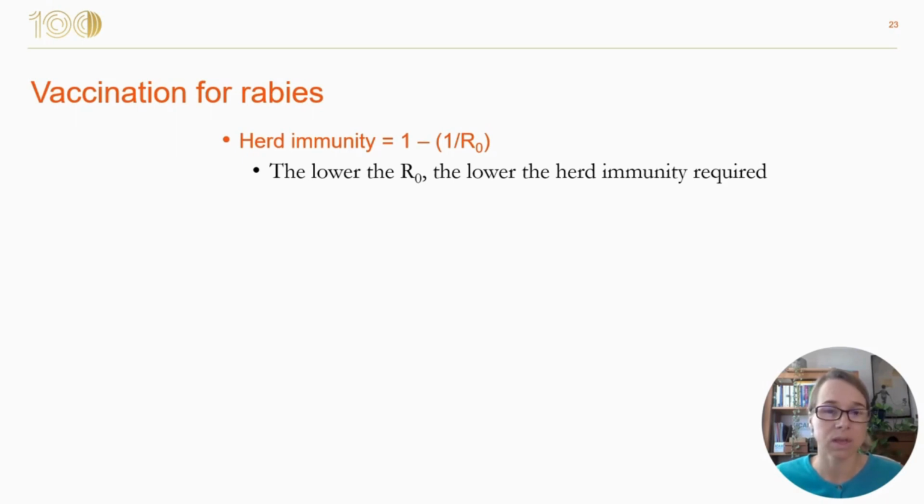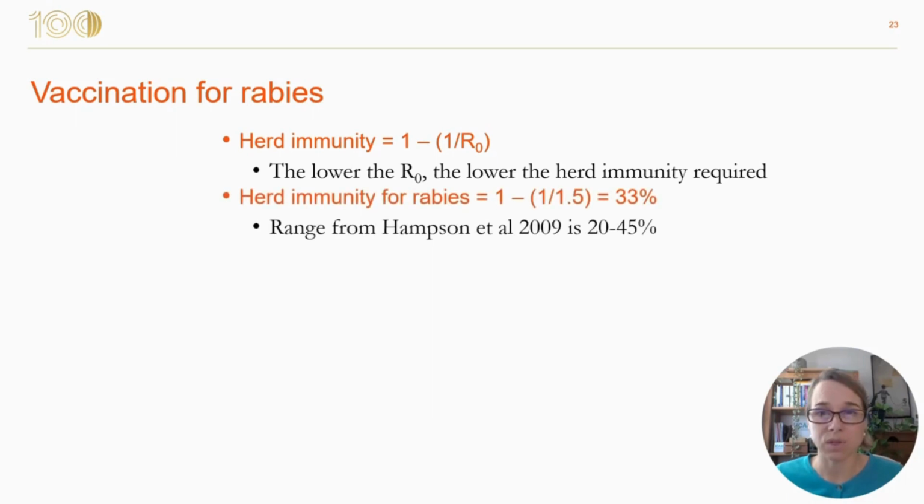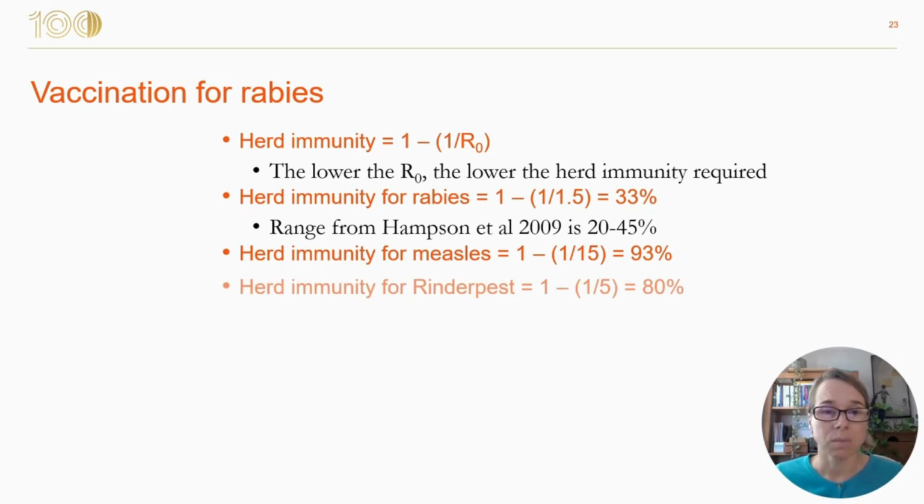So if we take the average R0 for rabies of 1.5, we get an average herd immunity of just 33%, with a range from 20 to 45%. Just for a moment, let's compare this to another disease with extremely high R0, like measles. The herd immunity for measles is around 93%, which is a tough target to reach. But let's also remember rinderpest with an R0 of 5 and hence a herd immunity of 80%. And this was successfully eradicated globally through the actions of the veterinary community, so this can be done.